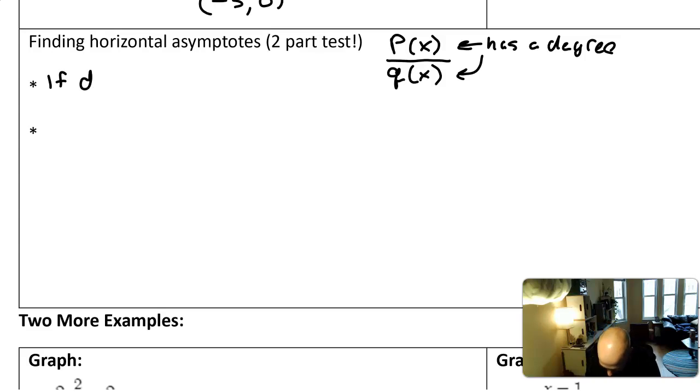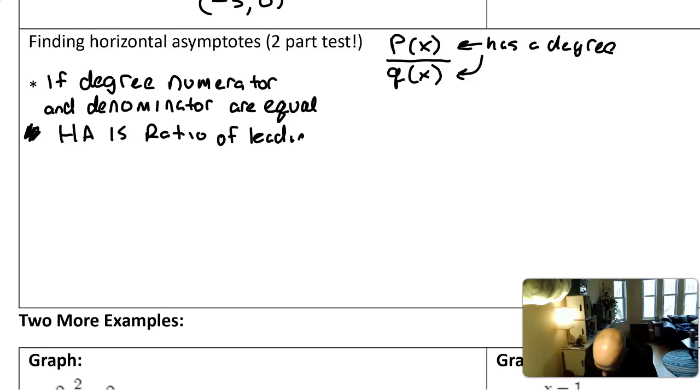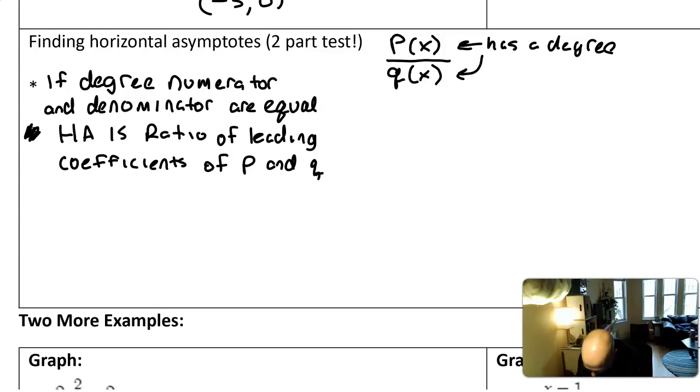So if the degree of the numerator and denominator are equal, the horizontal asymptote is the ratio of the leading coefficients of p and q. And that's actually the case that we had over there.